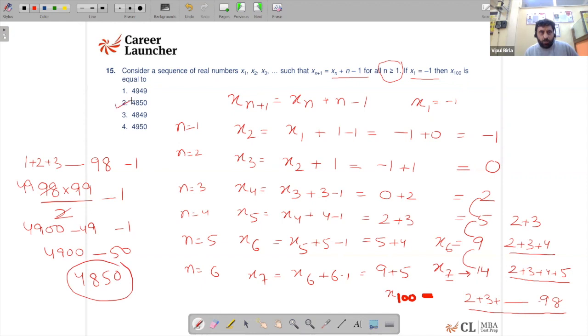So basically we need to form a pattern in these kinds of questions. And once you're able to understand the pattern, the question will be very, very easy, because after that it is all about looking out for the number of terms that we need to take and finally solving this.